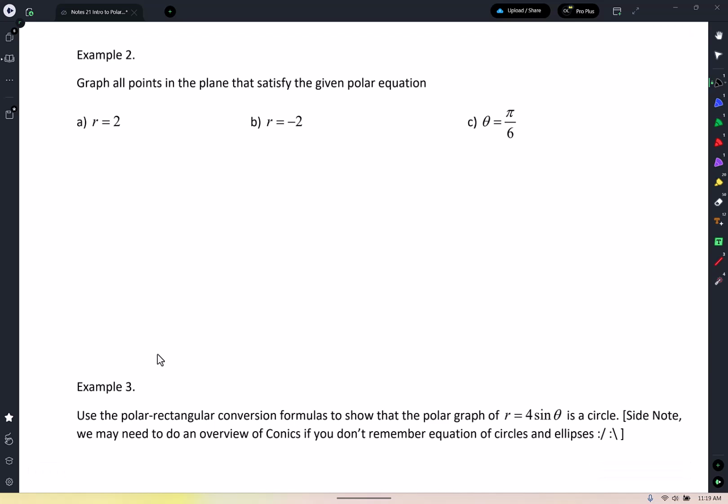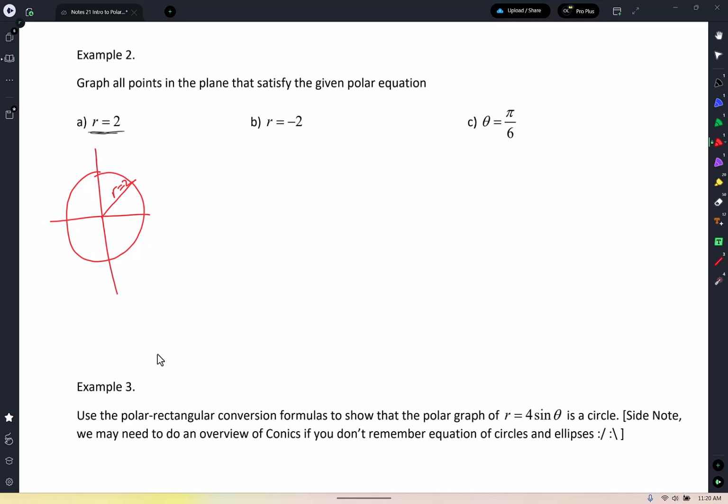Use your intuition. Notice that it just says r equals 2. They don't give you any angle. So that means all the angles. So what shape will this look like? Yeah, just a circle with a radius of 2.